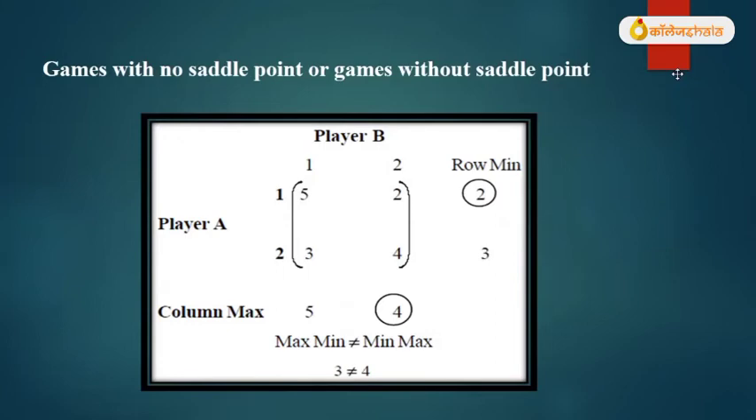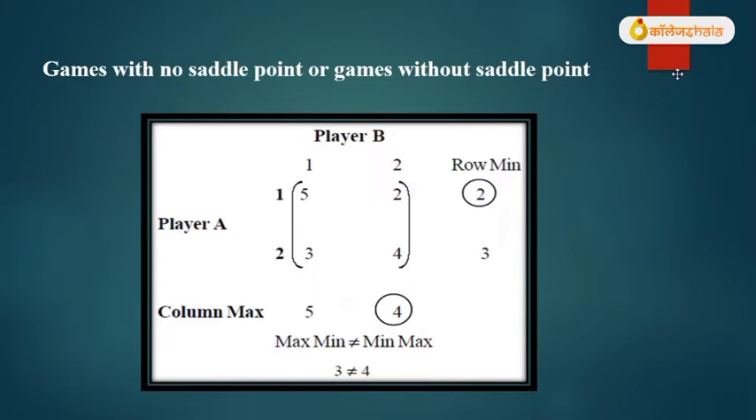Let me tell you, there is a wrong thing in the diagram. The circle is around 2, it should be around 3, because we are calculating row minimums. Row minimums means from A1, in between 5 and 2, 2 is minimum, and from A2, in between 3 and 4, 3 is the minimum. So 2 and 3 are the minimums, but we are calculating the maximum of row minimums. So which one is maximum from 2 and 3? 3. So the circle should be around 3.